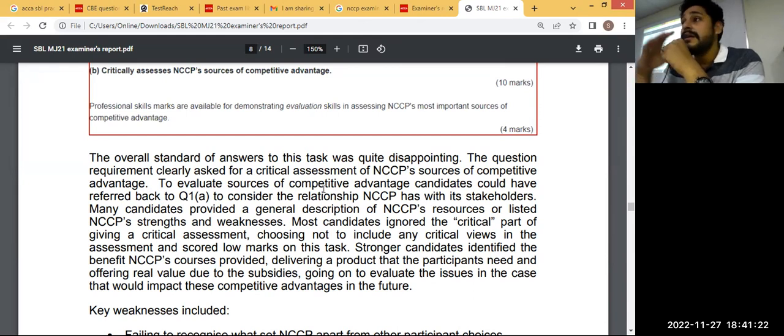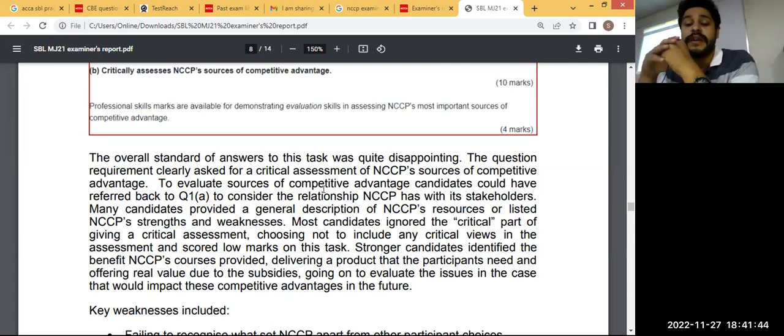Now, this means that if you're not assessing the competitive advantage as to whether this competitive advantage is going to remain in the company or not, if this competitive advantage is right now prevalent in the company, or can we improve this advantage? We used to have this advantage, but now this is going down. So, what do we need to do in order to bring it up?